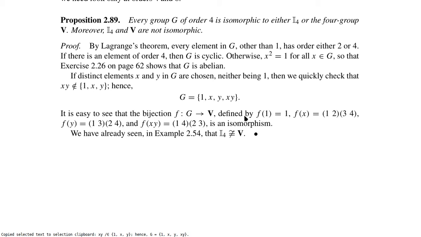Okay, so if you try to have this bijection f from G to the Klein V group, which fixes the identity, then f of x is the product of two transpositions. So you have (1 2)(3 4), f of y is (1 3)(2 4), and f of xy is (1 4)(2 3).